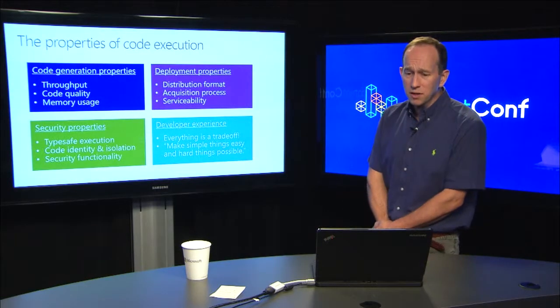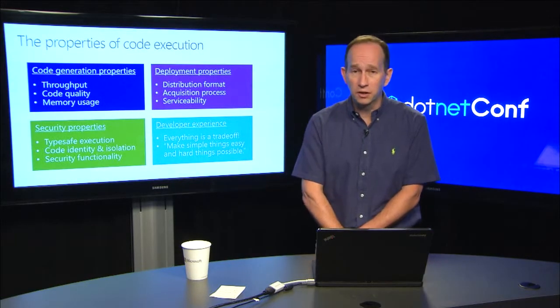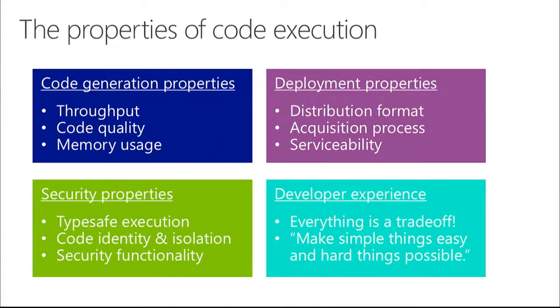So we're going to talk about some different properties of code execution or code generation in this talk. Code generation, you've got throughput and code quality and memory usage. .NET Native takes care of the throughput problem by not doing any code generation when you run the app. The user downloads and runs a native app. The code quality, our code is compiled by the C++ optimizer, and the memory usage we've also made some improvements on, as you'll see.